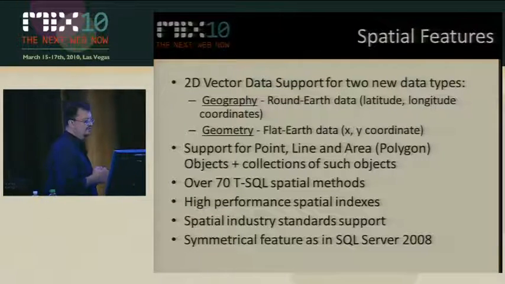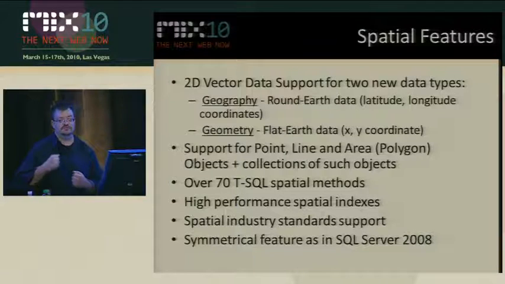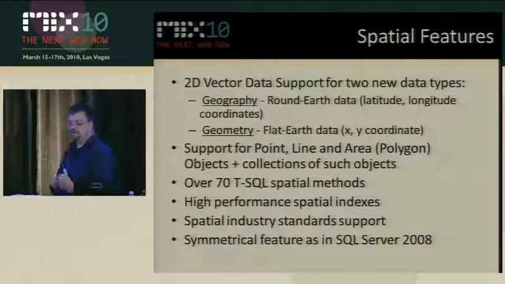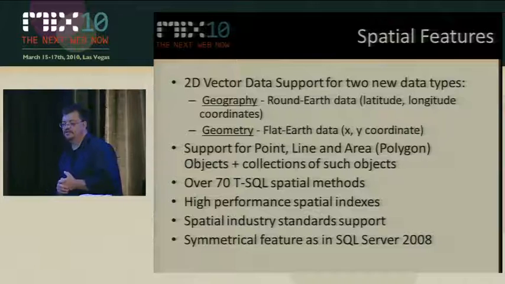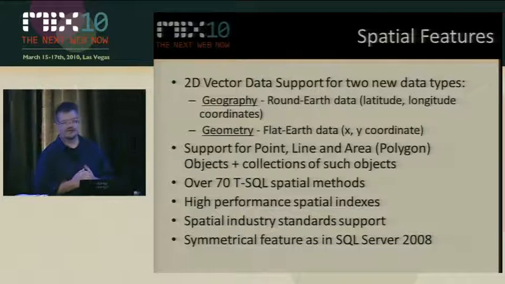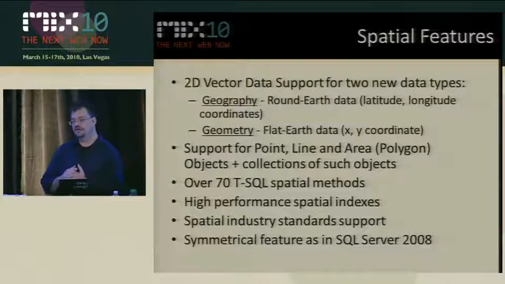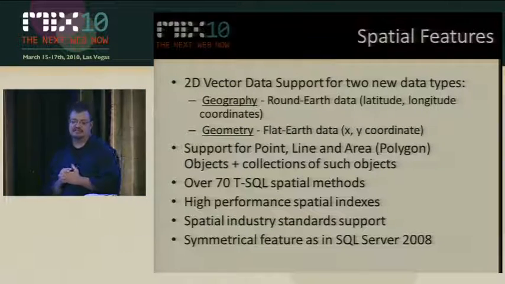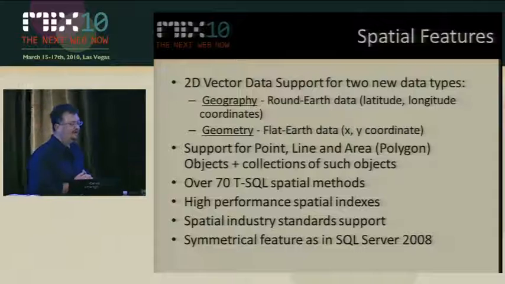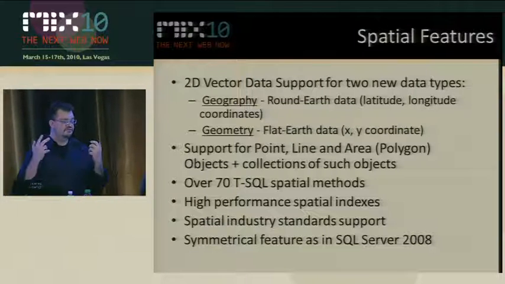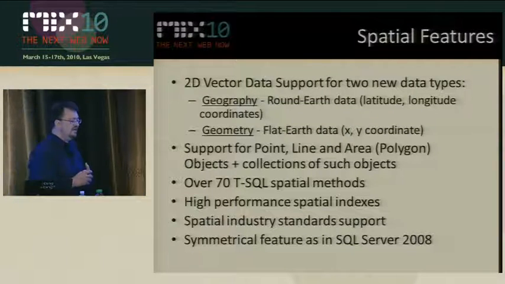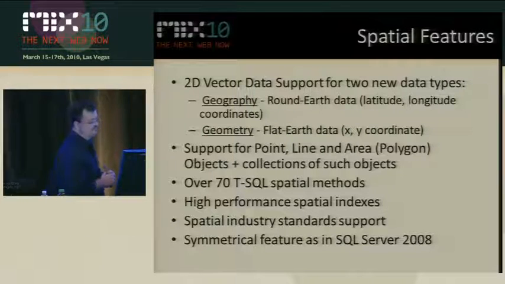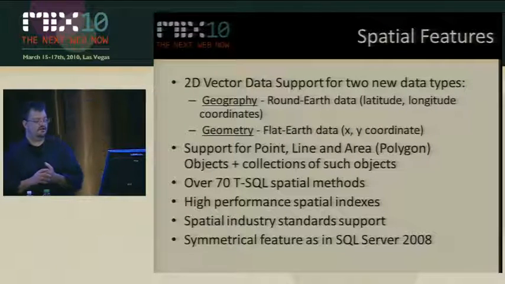We're able to very, very quickly iterate on the service and provide you the features you request because of that. So that when you say to me, we want spatial, we don't have to recreate the wheel. We just have to enable the feature and make sure it works nicely in a multi-tenant environment. So with that, we have 2D vector support for the 2 new data types, geography and geometry. As we spoke about before, we have support for points, lines, and areas.